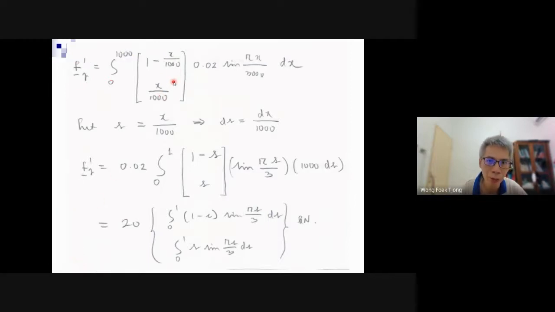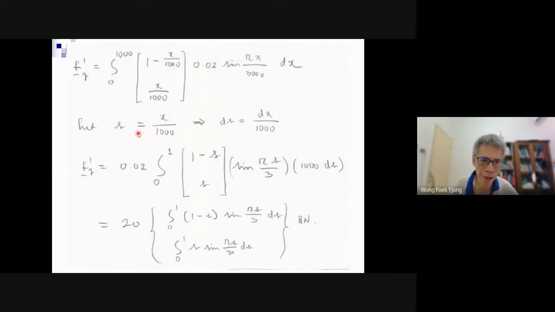Well, to make this equation simple, I use the substitution method. I choose a new variable, let's call the variable s. I define s as x over 1000. Why? Because using this symbol s, I can make the shape functions simple. This is just s, this is 1 minus s.